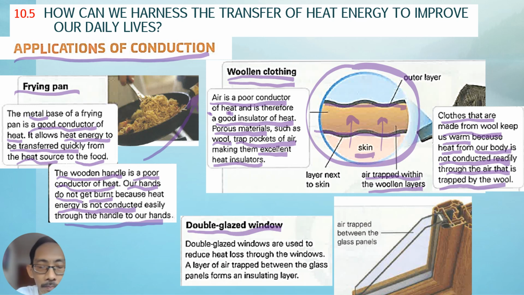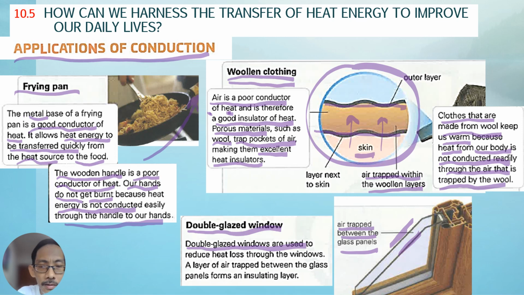The last example under application of conduction is the double glazed window. I'm not sure how many of you have seen it, or maybe it's not even commonly used. Let me just go through it anyway. A double glazed window is when there are two layers of glass panel. You can see in the picture here, there are two layers, and in between the layers there is trapped air.